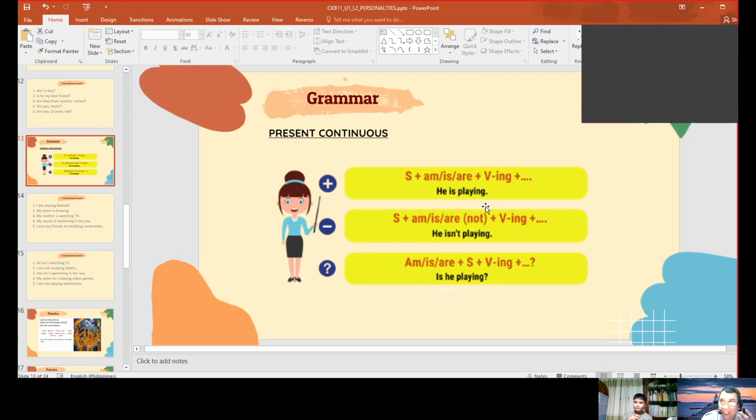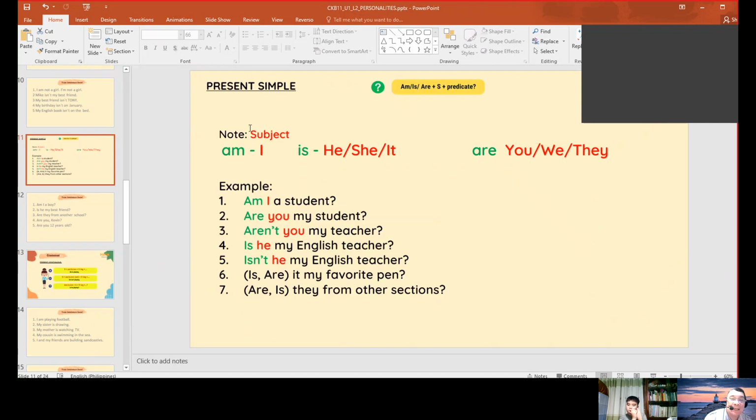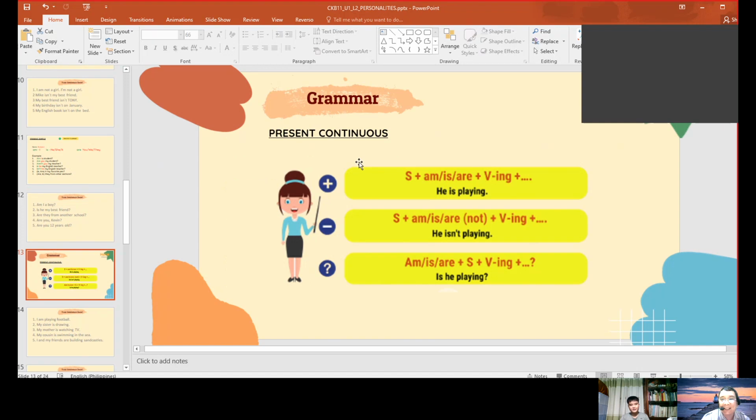If the infinitive or the base form of the verb is like play, then we add the ing. So that's under the present continuous, whether it's positive, negative, or a question. For as long as you see the ing form of the verb, okay? While in the simple present, we just use the subjects I, he, she, it, you, we, they, and then after that, no ing, just the base form of the verb. So that's the difference between the present simple and the present continuous.